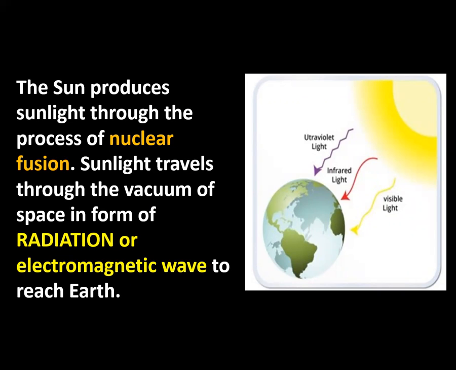How can it do that? Because sunlight can travel in the form of radiation or electromagnetic wave. When you were in middle school, you learned about the three types of heat transfer. And one of those types of heat transfer is radiation. Radiation is a type of heat transfer wherein a medium is not needed for heat to travel. And this is how sunlight reaches Earth.